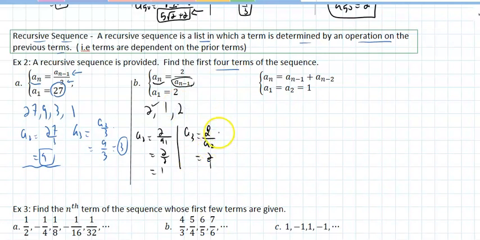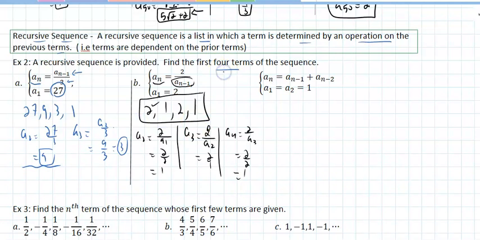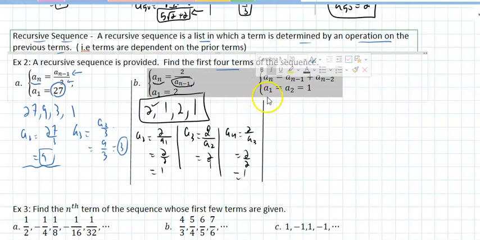To find a sub 4, take the 2 divided by the previous term. The previous term is 2. That's a 1. And there it is. This list consists of the numbers 2, 1, 2, 1, 2, 1 all the way down. Oops, I didn't give this a letter. I meant to give this the letter C.